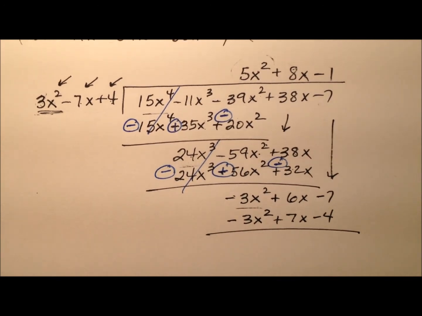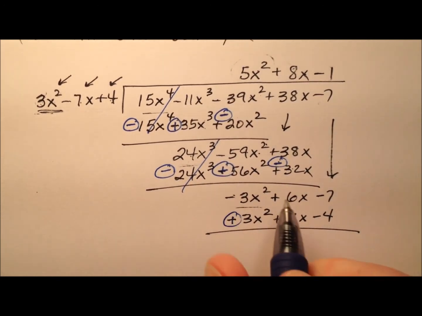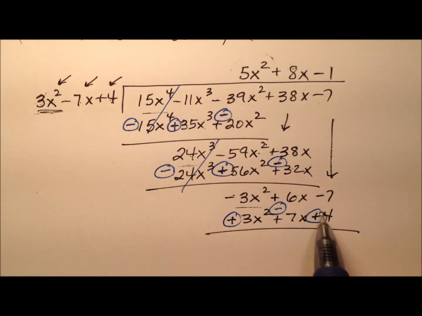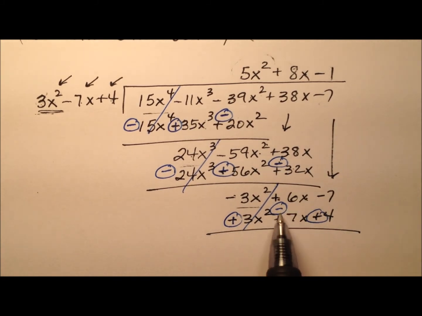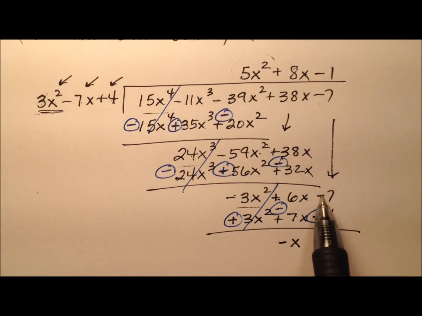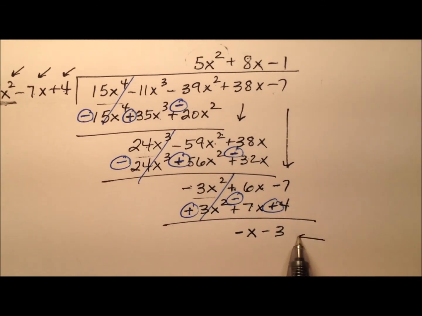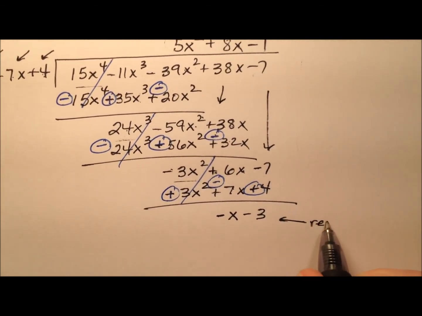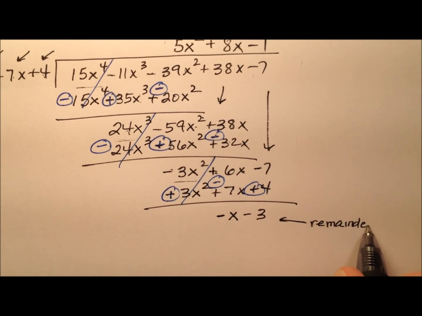Okay, so I'm going to run through and change the sign here. So plus, minus, plus. Those cancel, which is nice. But let's see what I have here. A positive 6x minus 7x is a negative x. And negative 7 plus 4 is negative 3. I have no more terms to bring down. So this here is my remainder.